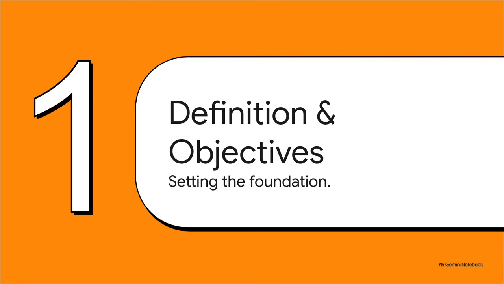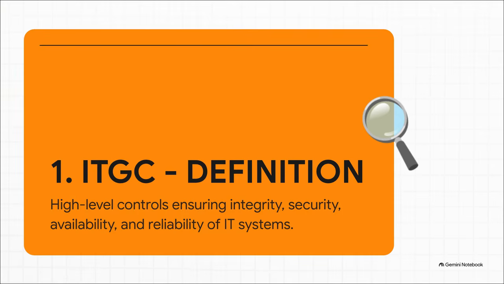Moving right along to Section 1, ITGC definition and core objectives. Setting the foundation, let's define our core concepts. Under Heading 1, ITGC definition, the text reads, IT general controls are high-level controls that ensure the integrity, security, availability, and reliability of IT systems and data. They create a controlled environment to support business processes and application controls.